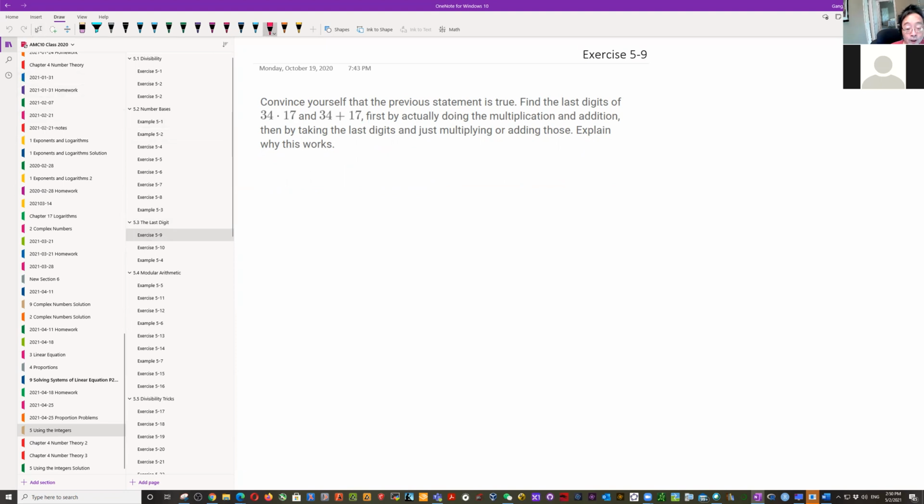For example, let's say, what is the last digit of 34 multiplied by 17? You only need to multiply 4 times 7, which equals 28. So 8 is the last digit of 34 times 17. And addition is likewise. 4 plus 7 equals 11. So the last digit of 34 plus 17 equals 1.